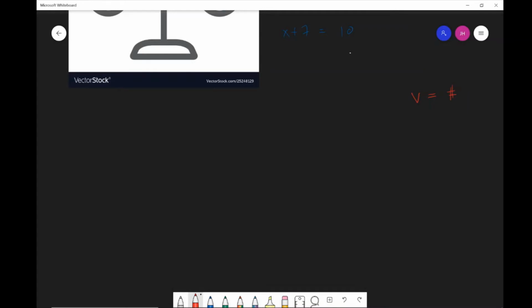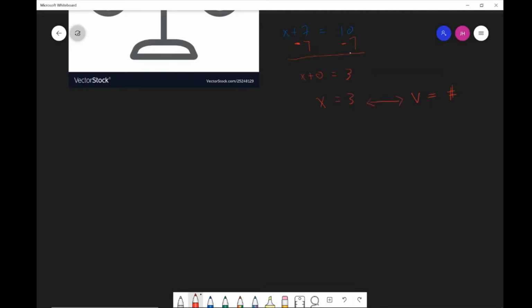Now look at the example question over here. x plus 7 equal to 10. So continuing with the math, what I have to do is minus 7. That's what we call reverse operations. So plus 7 minus 7 will get you what? 0. x plus 0 equal to 10 minus 7, which is 3. Altogether, you have x equal to 3.